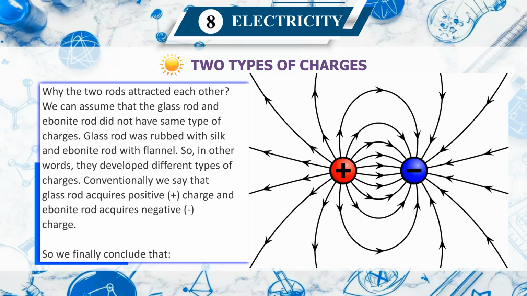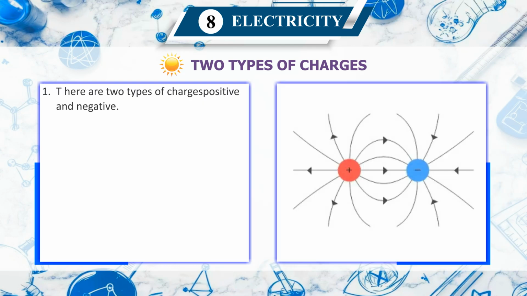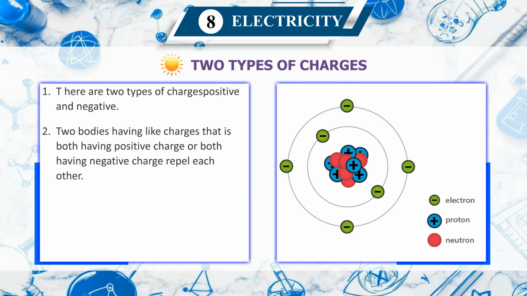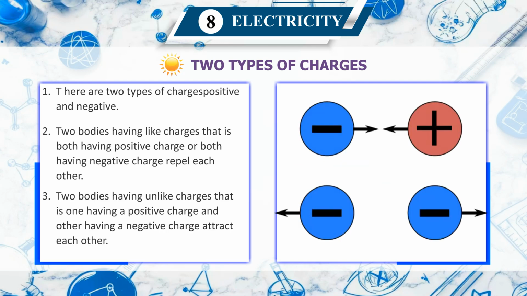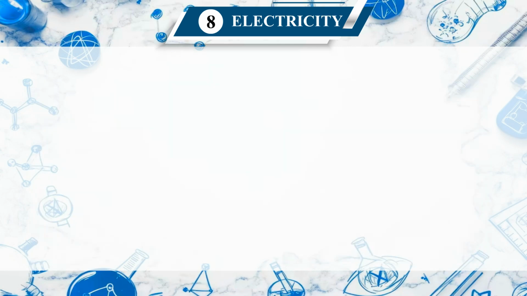So we finally conclude that first, there are two types of charges, positive and negative. Second, two bodies having like charges, that is both having positive charge or both having negative charge, repel each other. Third, two bodies having unlike charges, that is, one having a positive charge and the other having a negative charge, attract each other.